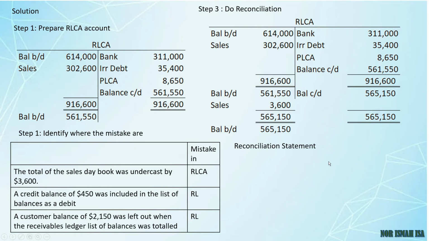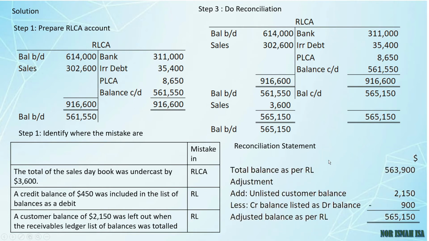And then we do the reconciliation statement for the receivable ledger list. The balance previously selected is 563,900. So we have two mistakes here. One is the unlisted customer balance, which we omitted from the list of balances in the receivable ledger. So we just add back this amount of 2,150, whereas the credit balance has been recorded as a debit balance.